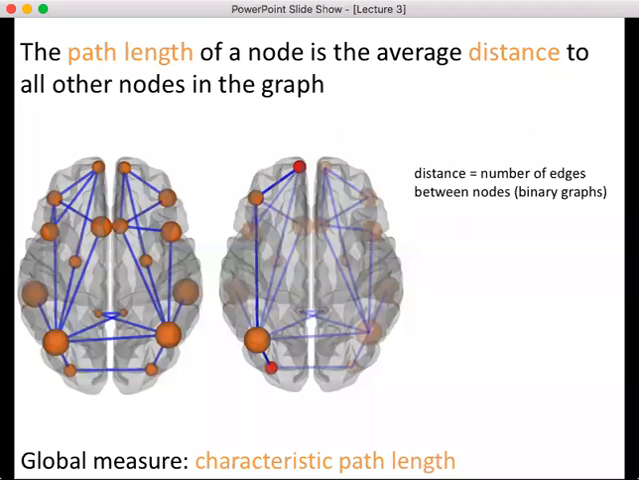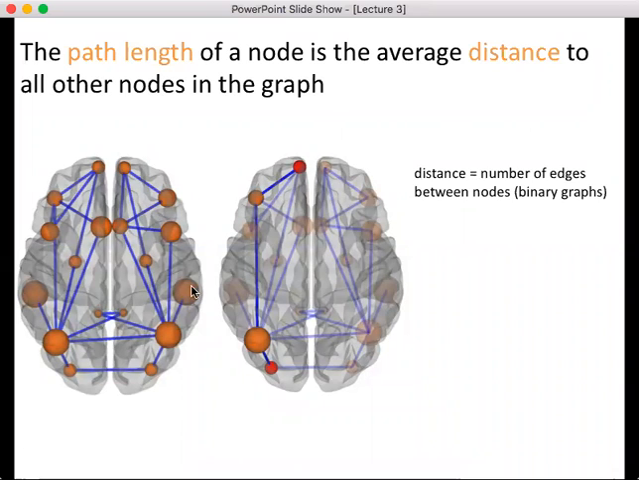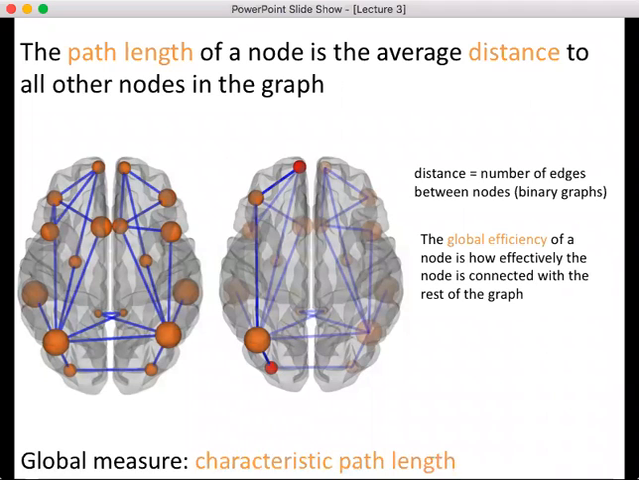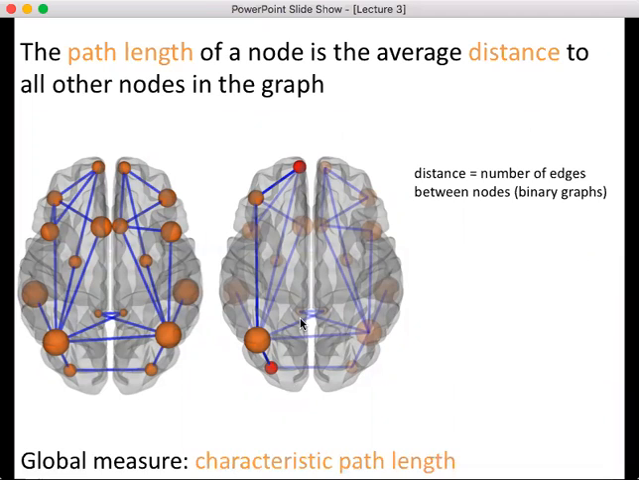And so you can calculate the path length between two nodes. Then if you take one node, you can calculate the path length between this node and all other nodes in the graph. And then you have the characteristic path length for the given node.